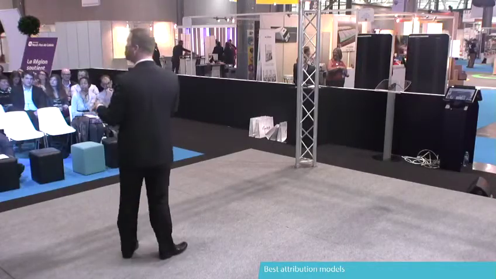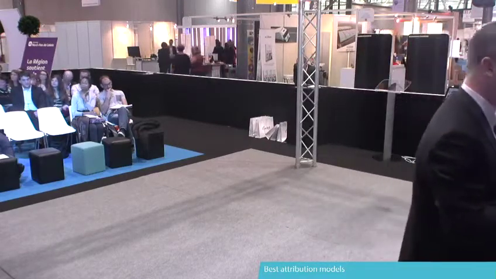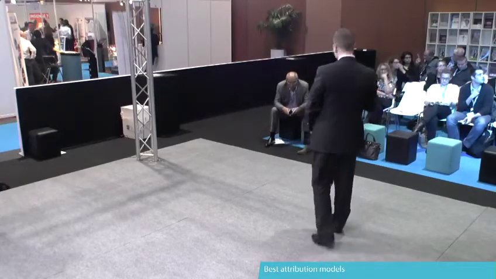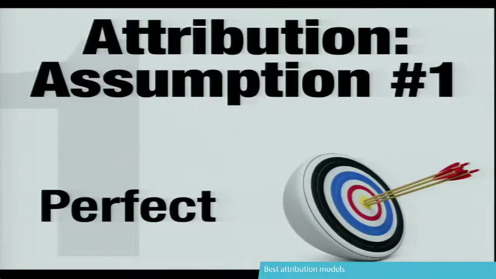Because attribution, I believe, any attribution model has 3 fundamental flaws. There are 3 problems with attribution. Number 1, you're assuming that all of your marketing is being done perfectly. If you assign a heavy weight to your pay-per-click campaign, saying that that is a fundamental part of our attribution model, you are assuming that you are doing your pay-per-click campaign flawlessly.